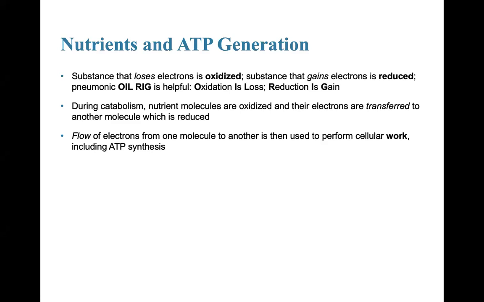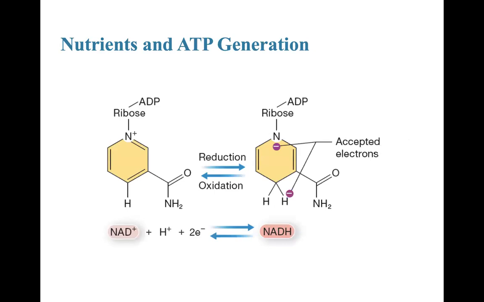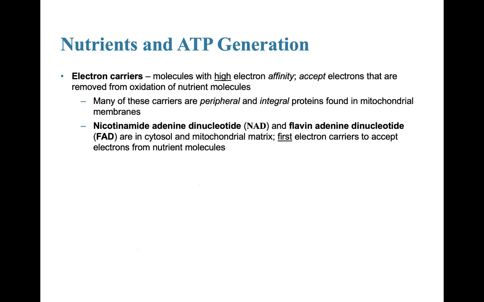During catabolism, nutrient molecules are oxidized and their electrons are transferred to another molecule, which is then reduced. The flow of electrons from one molecule to another is then used to perform cellular work, including that of ATP synthase. So here we have NAD, and then you have the release of electrons, which gets picked up, and you form NADH, which is the reduced form. These electron carriers are molecules with high electron affinity. They accept electrons that are removed from the oxidation of nutrient molecules.